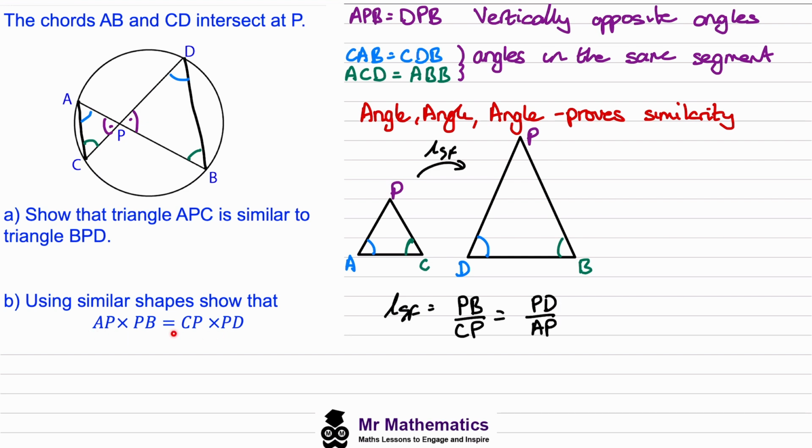And now we can prove this property by moving this AP to the left hand side and the CP to the right hand side. So AP multiplied by PB will be exactly the same as CP multiplied by PD. And this is the property we were asked to show. Okay? Let's look at our second example.